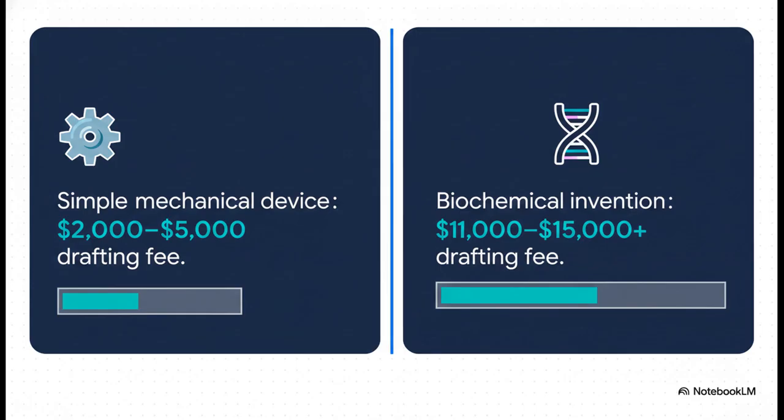Let's look at the spectrum here. A simple mechanical device with a low claim count and straightforward drawings might cost somewhere between $2,000 and $5,000 to draft. In fact, at our firm, our base drafting fees generally sit right in that $2,000 to $5,000 range. But on the other extreme, biochemical or pharma inventions involving sequence data or biological deposits, those can easily range from $10,000 to $15,000 or more. That isn't just some flexible quote. It reflects the real tangible differences in the heavy preparation work required.